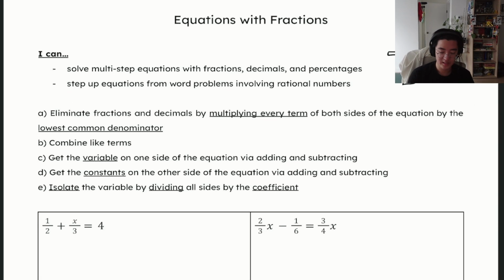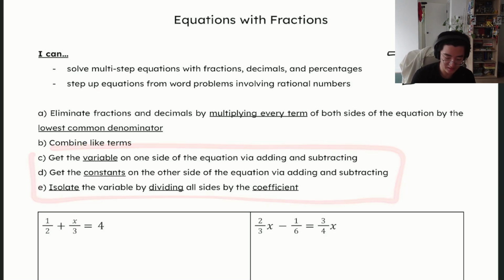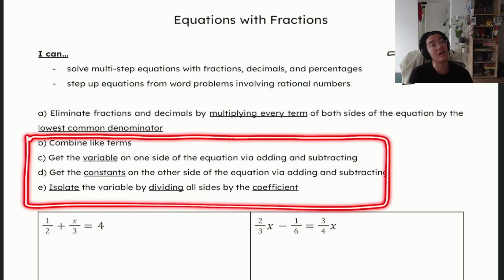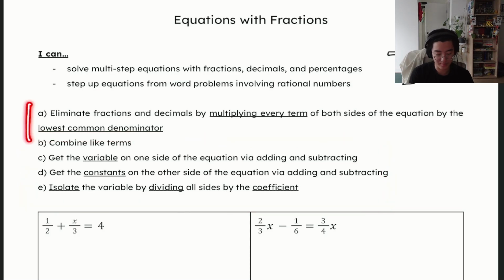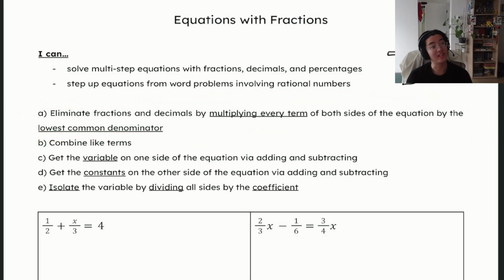So our first step is to multiply everything with the lowest common denominator. Right, so remember, what you do to one side, you do to the other side. Right, everything in math is equal. Right, and then we do everything as usual. So steps B to E is pretty much a summary of our past 2 lessons. Right, so that's what we have been doing. So the only thing we do with fractions is our step A here, which is to eliminate them. Right, by multiplying everything by the lowest common denominator.